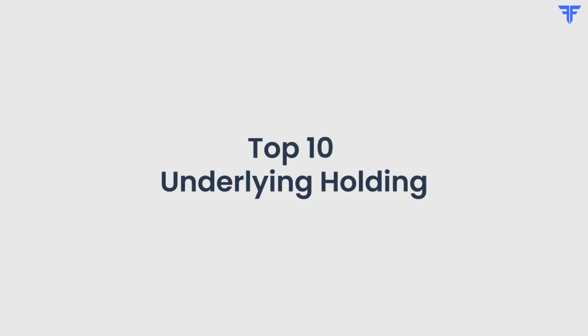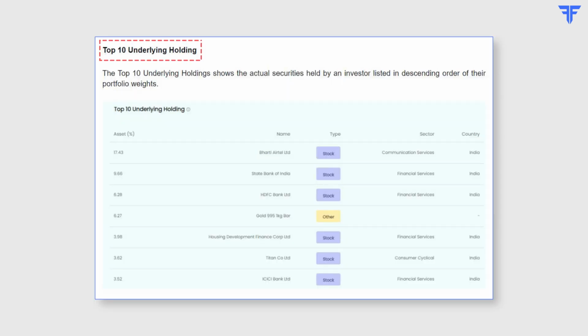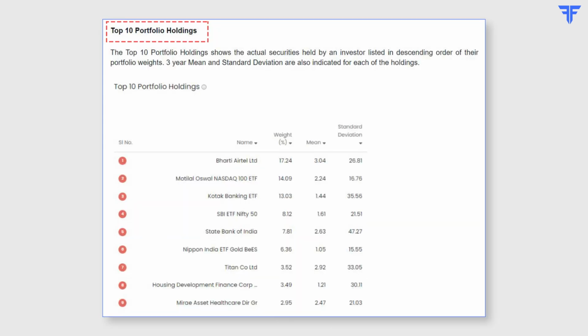Top 10 underlying holdings. The top 10 underlying holdings shows the actual securities held by an investor listed in descending order of their portfolio weights. Portfolio holdings. The portfolio of all the holdings will be available along with the type of holdings, value, weightage, 3-year annualized return and the folio ratings from our partners Morningstar.